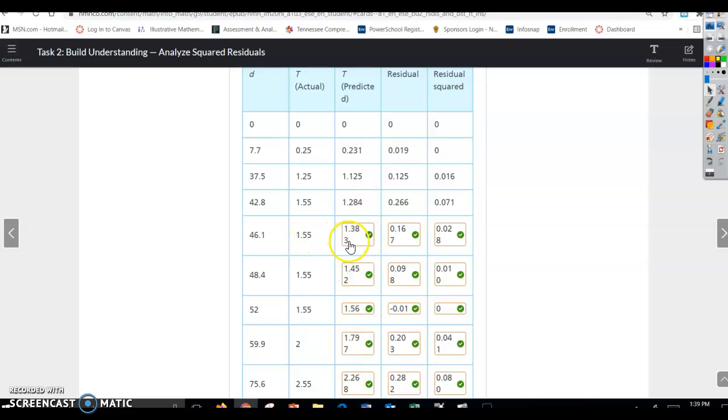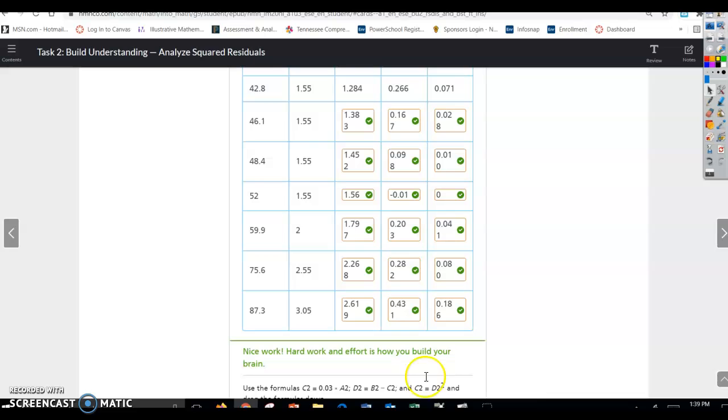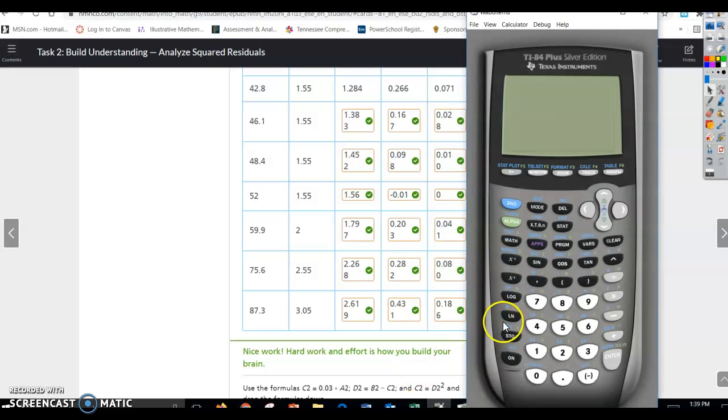Then subtract like we did in the last one to get this one, and then take this number and square it to get the number on the end. All right, and to square a number, you can use your calculator to do that. Let me show you real quickly.